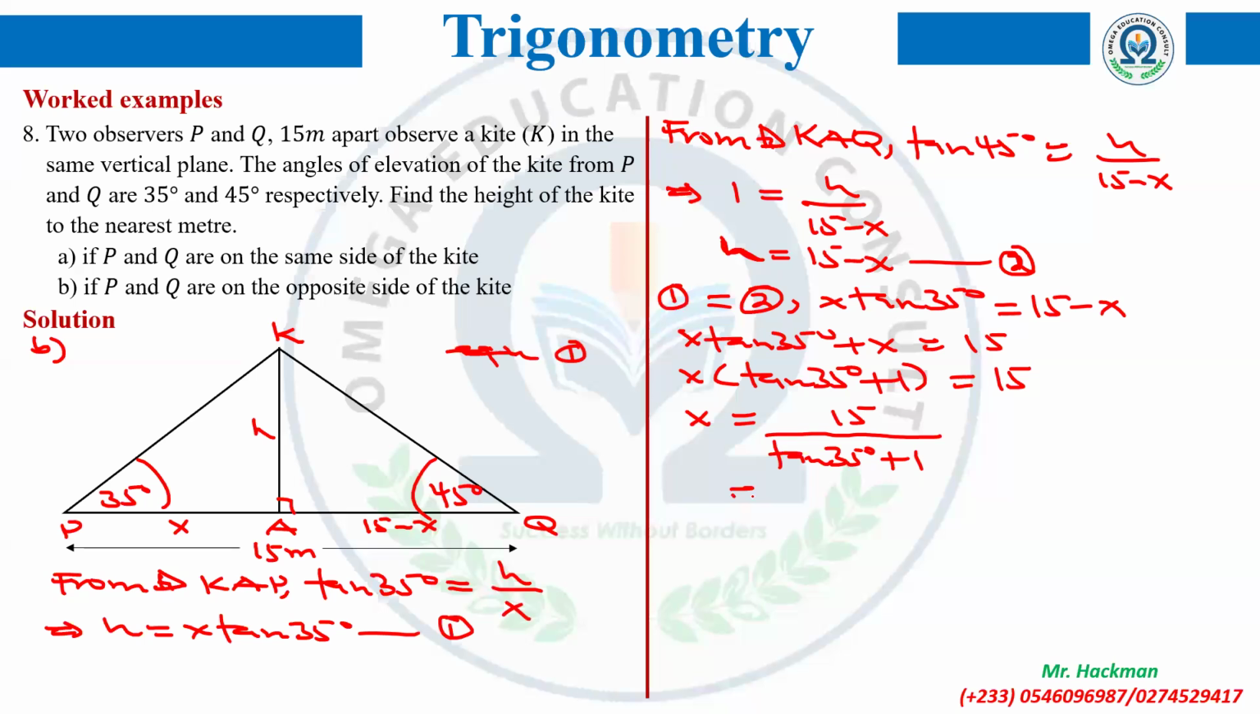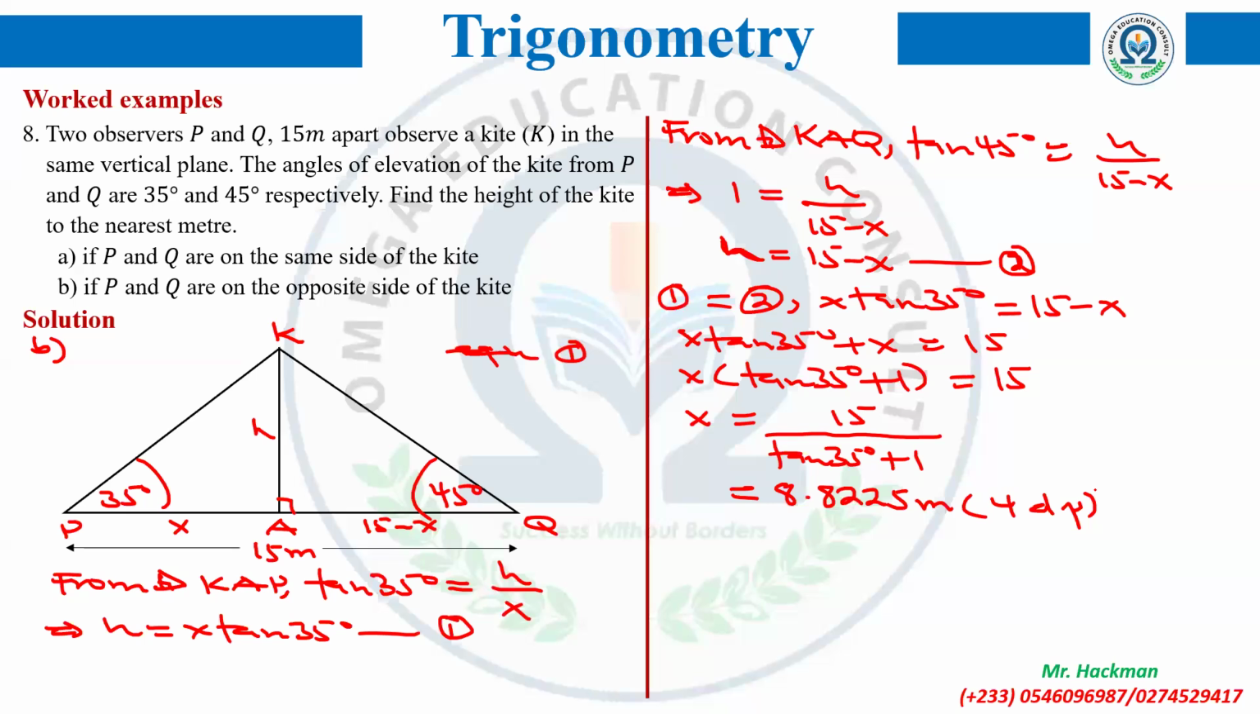I'm waiting. So feed your calculator with 15 divided by tan 35 plus 1. You get 8.8225. Remember, x is a length, and the length here we are looking at is in meters. We approximated to 4 decimal places, right? We don't forget to indicate our approximation.